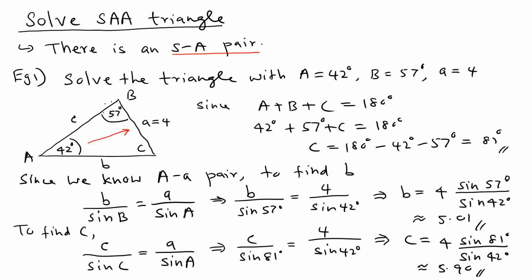So then we found all 3 angles, because 2 angles were given and we found the other angle, and also one side was given. To find the other 2 sides, we use the sine law.